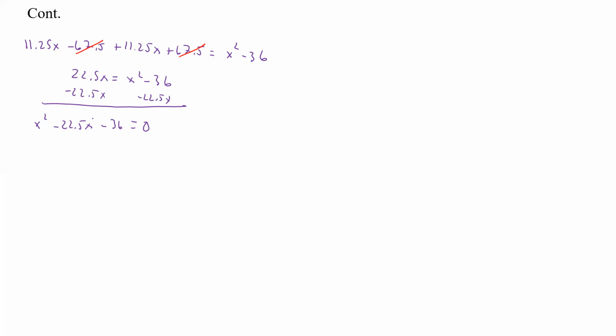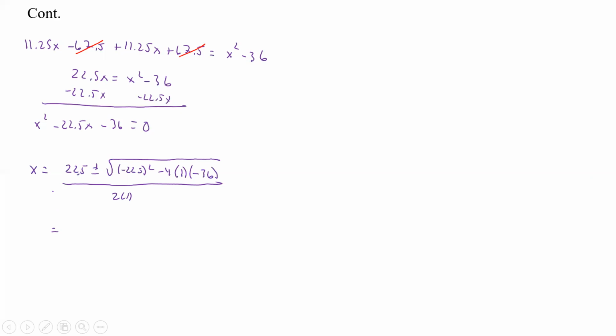So what am I going to do? Well, let's go ahead and use the quadratic formula: x equals negative b, so it's going to be 22.5 plus or minus the square root of negative 22.5 squared minus 4 times a, which is 1, times c, which is a negative 36, all over 2 times 1. Okay. Well, now I can simplify, and remember to put your negative 22.5 in parentheses when you square that, and then minus 4 times negative 36.